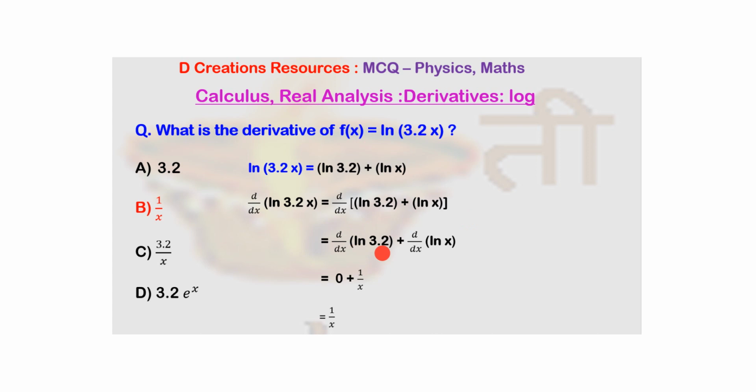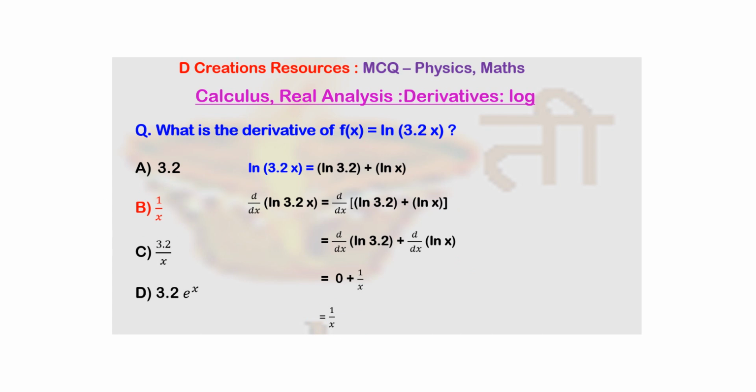But ln of 3.2 is just a number, right? And the derivative of any constant number is going to be 0. So this term will simply get eliminated. So you are just left with this term, which is d by dx of ln of x, and which you know is 1 upon x. So the answer here is 1 upon x, option B.